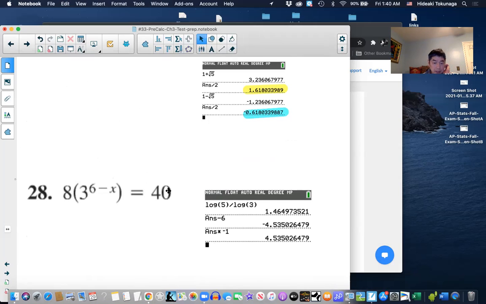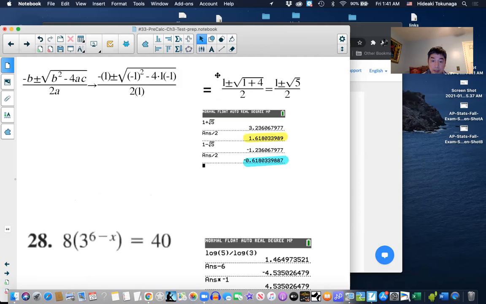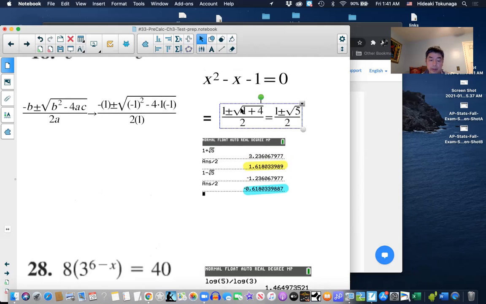When you see this, the first thing is you divide by 8 on both sides. So it's going to be 3 to the 6 minus x power equal to 40 divided by 8. In that case, let me see if I can put this equation here.